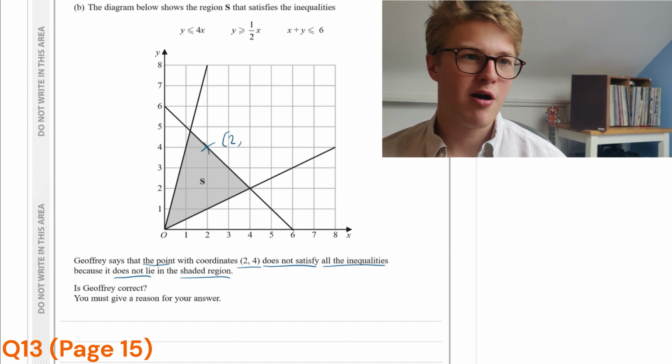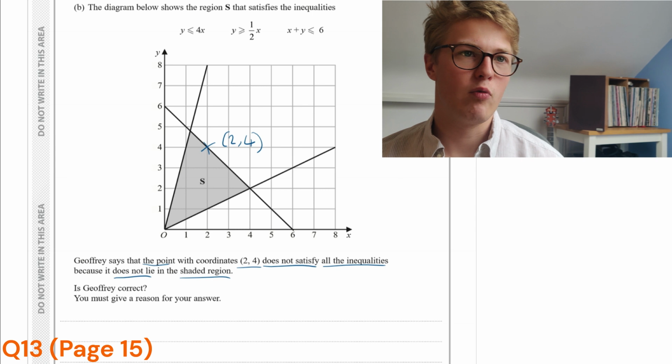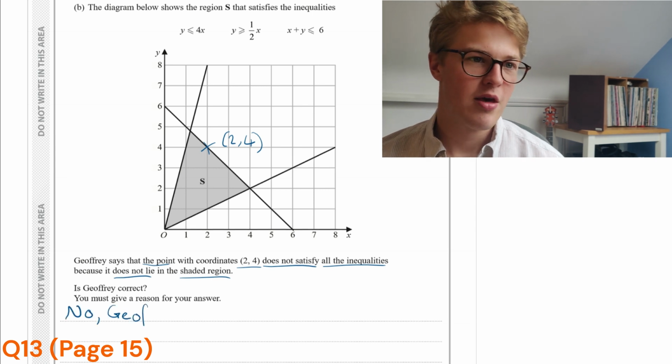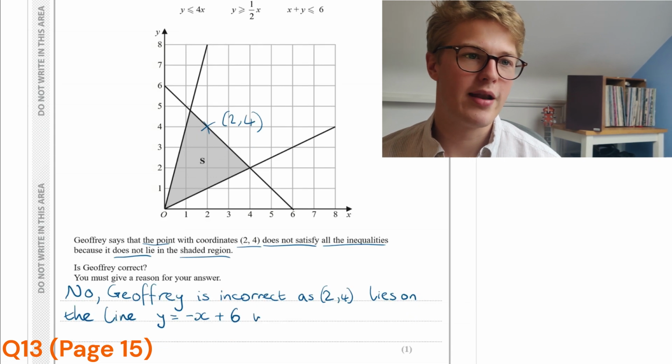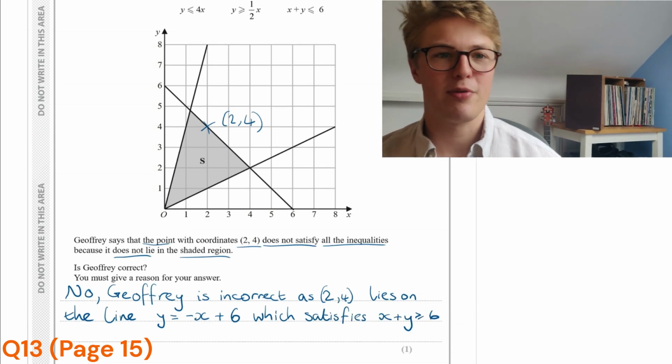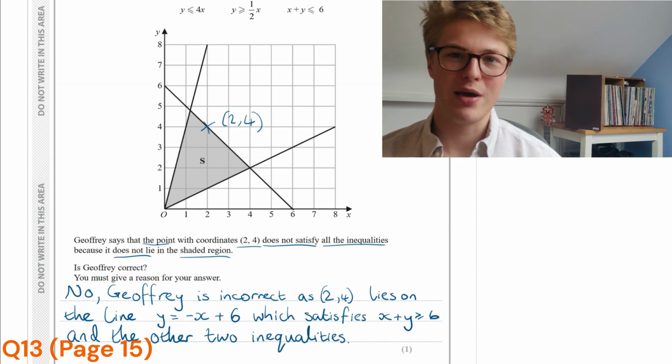So we've drawn it out on the graph and we can see it lies on the line x plus y is less than or equal to 6. So the answer is no, Jeffrey is incorrect, as 2, 4 lies on the line y equals minus x plus 6, which satisfies x plus y is greater than or equal to 6 and the other two inequalities.